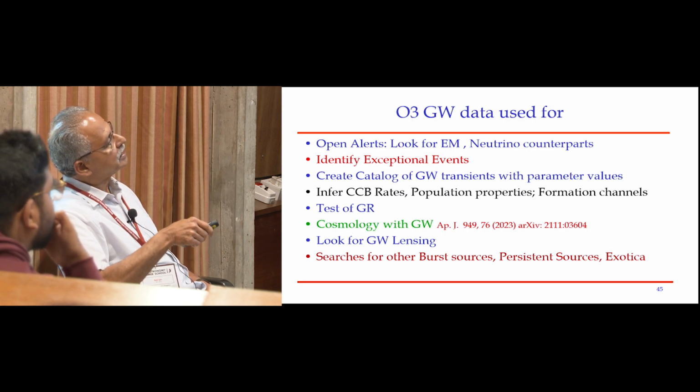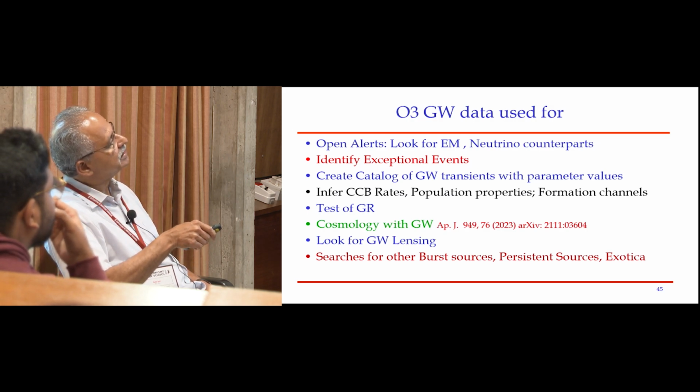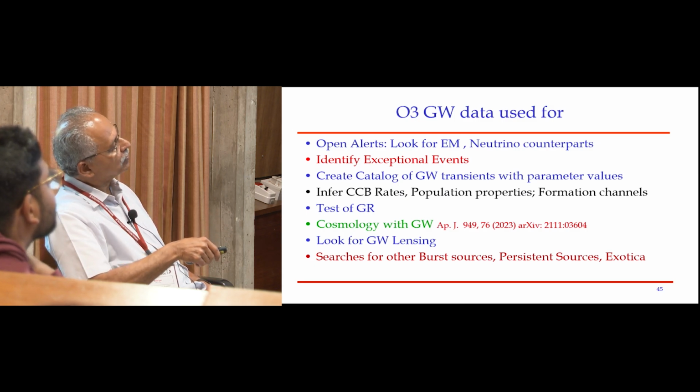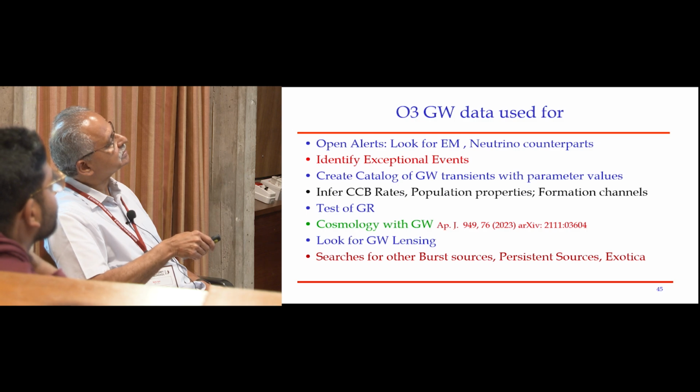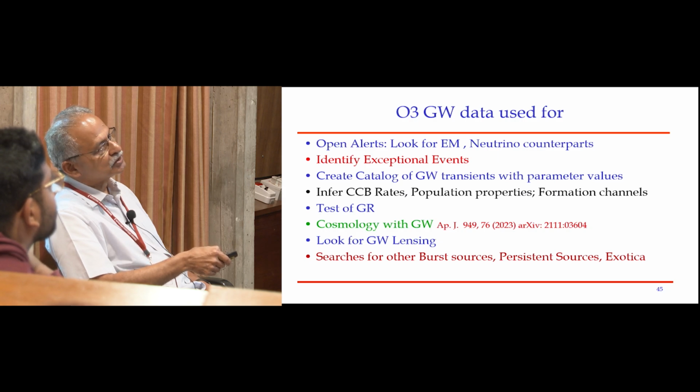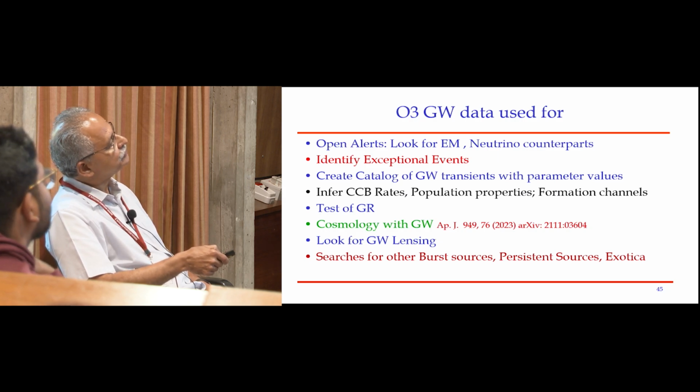And then if you look at the literature, you would basically see that the gravity wave data is used for all these kinds of research projects. As I told you, you send out an open alert and then look for electromagnetic and neutrino counterparts. That is one thing which we do.